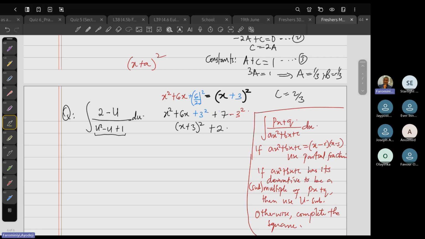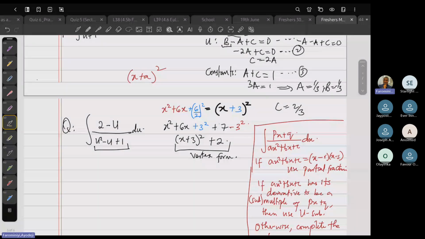And that is the idea we would bring into this game. So we want to rewrite this in what we call the vertex form. Any quadratic equation can be written in the form a(x plus h) squared plus k. So we want to rewrite this quadratic expression in this vertex form.